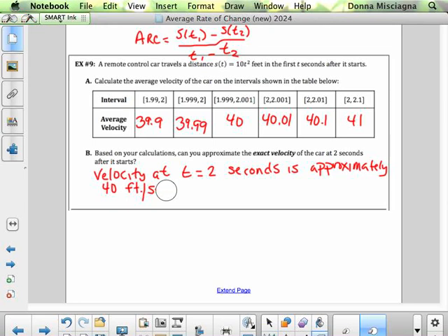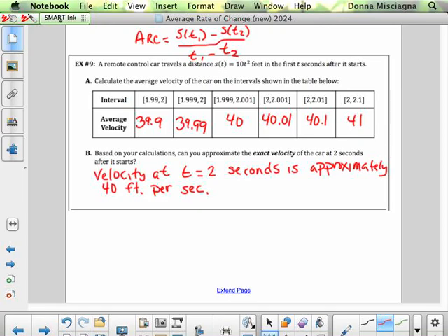Notice we still said approximately because we can't calculate it out exactly. Exactly would mean that we would have to use 2 and 2, and that would be a problem because we would have 0 in the denominator. We just have 0 over 0, and that wouldn't have any meaning. What we did was choose values that were closer and closer together to approximate the exact velocity of the car at 2 seconds. The more decimal places we use, the closer the values were.